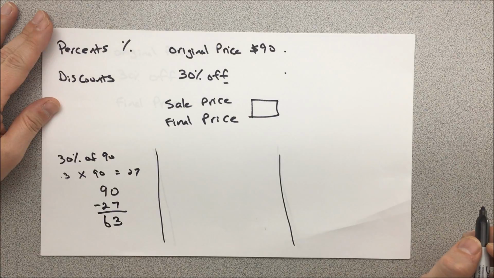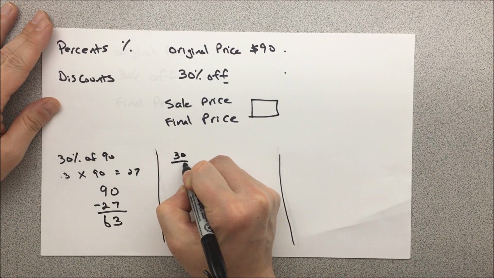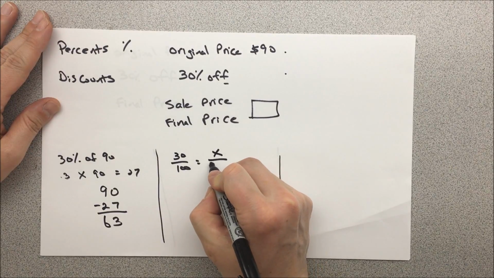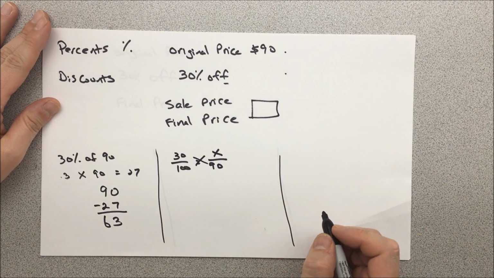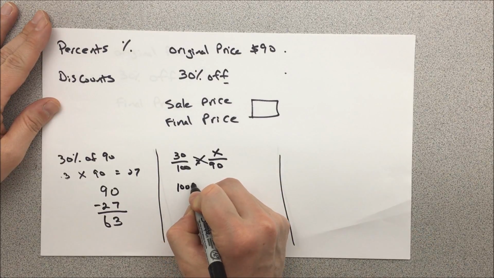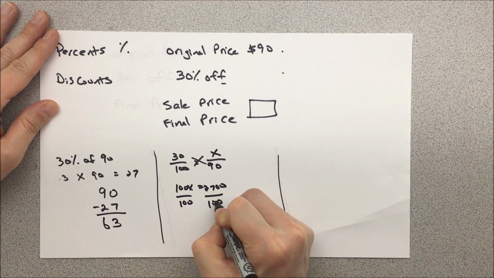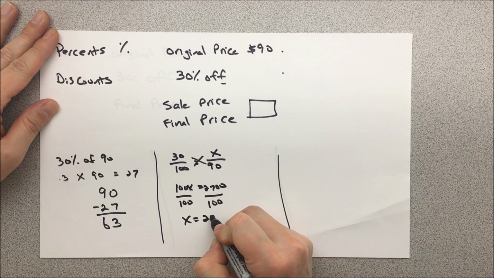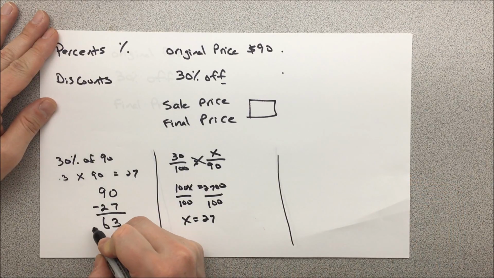Another way that your child may solve this problem is by doing a ratio where they can set up a ratio of 30 over 100, and what is the discount amount relative to the original price. They can do a cross product or crisscross multiply. 100x is equal to 2700. Divide both sides by 100. You get x is equal to 27. Again, that represents the discount amount, and then you subtract it from the original price to get the final price of $63.